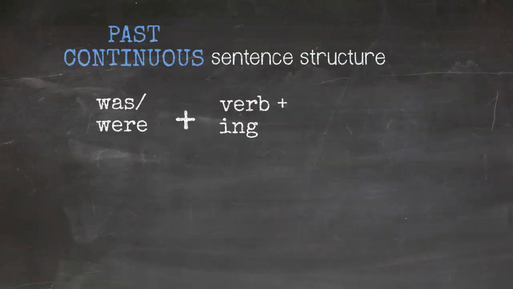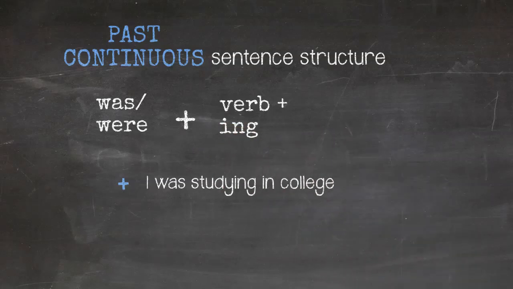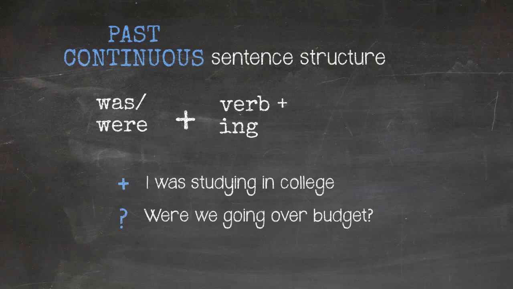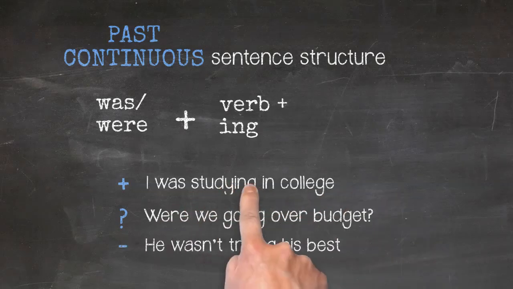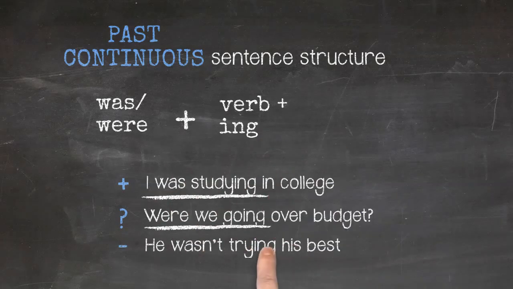And here is the sentence structure. We use was or were with the verb in the ing form. Here are some examples. I was studying in college. Were we going over budget? He wasn't trying his best.